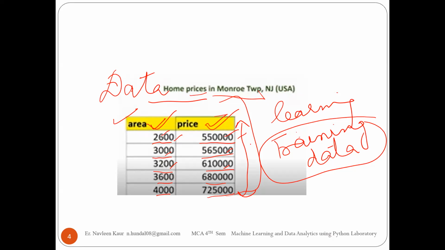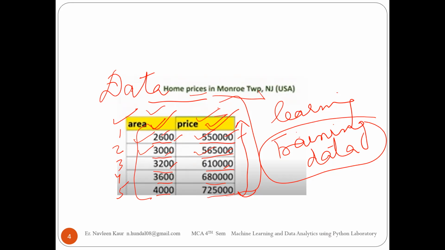For example, if the area of the house is 2600 square foot, the price will be 5,50,000. If the area is 3000, the price will be 5,65,000, and so on. There are a total of 5 elements given to you. In the very first column, the area is mentioned. In the second column, its respective price is mentioned.